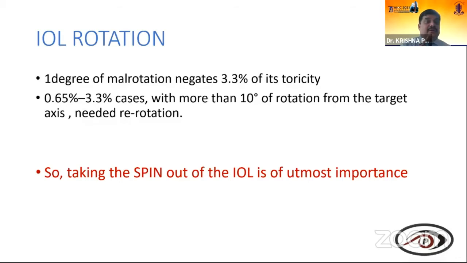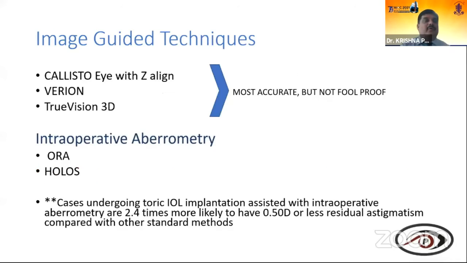1 degree of malrotation negates 3.3% of the toricity. In 0.65 to 3.3% of cases with more than 10 degrees of rotation from the target axis, you need to re-rotate. So once again, I am insisting that taking the spin of the IOL is very, very important.